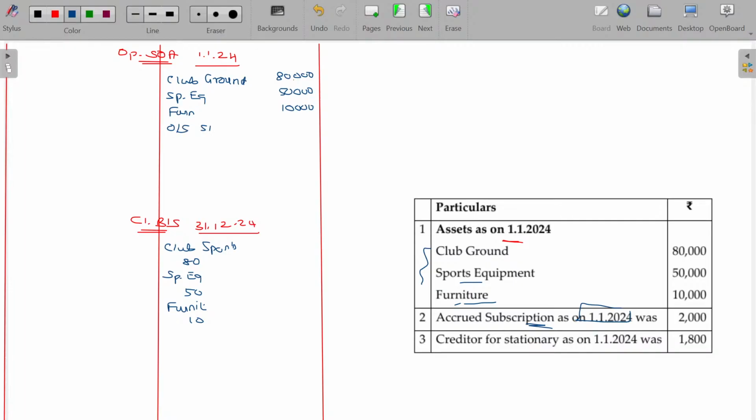Outstanding subscription in the year beginning 2000. And creditors for stationery in the beginning, creditors for stationery 1,800. It should be posted twice. So all other things are posted, but what about this one, outstanding subscription? Should be posted twice, right? So you can open the subscription account or the working note and do the addition and deletion. So that's how you can do all these calculations.